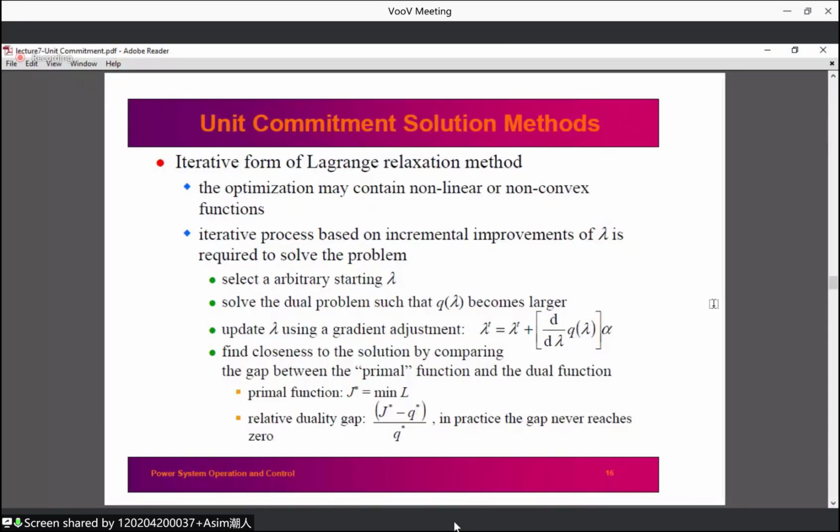Now, the iterative form of the Lagrangian relaxation method. The optimization may contain nonlinear and non-convex functions. An iterative process based on incremental improvement of lambda is required to solve the problem, as we already discussed in the example. Select an arbitrary starting lambda, solve the dual problem such that q of lambda becomes larger, and update lambda using a gradient adjustment. Find closeness to the solution by comparing the gap between the primal function and the dual function.